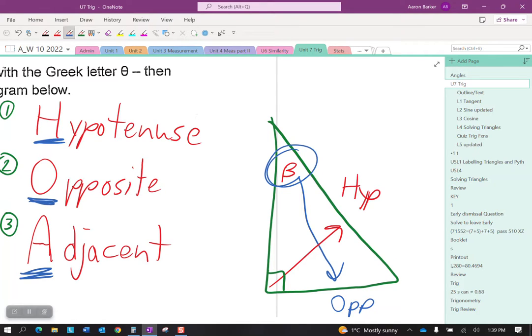Now, which one do we label last? Adjacent. And it's easy because there's only one place it can go. So even though you don't know what it means, you can't screw it up. Adjacent. Any questions?